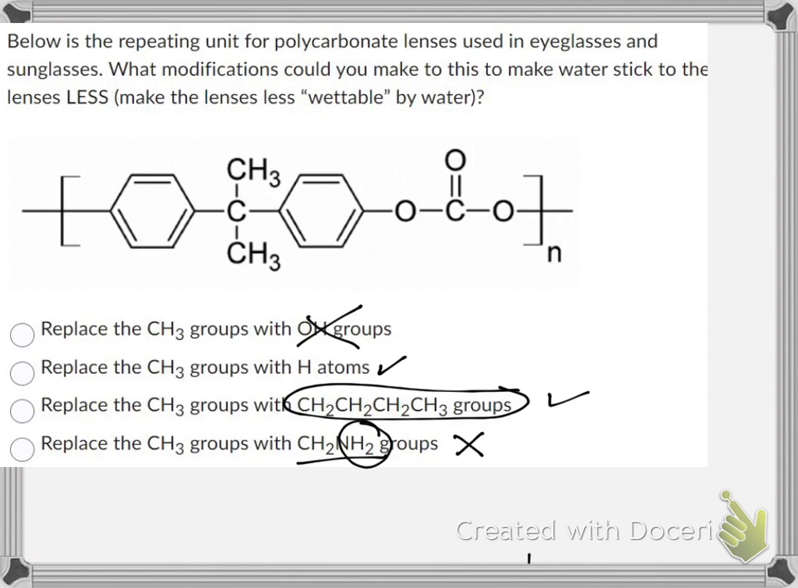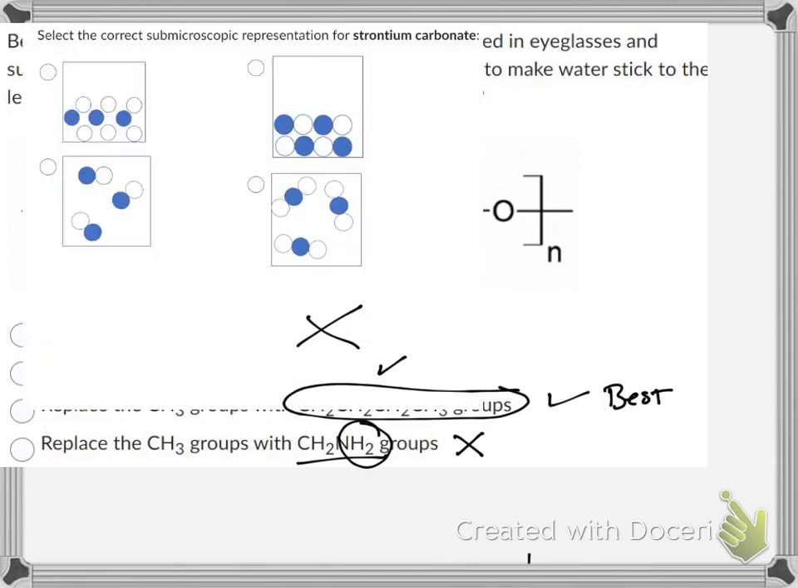So two possible answers here. We could put H atoms there, or we could put carbon hydrogen there. This is probably the best choice because by adding more carbon atoms there, we would expect there to be less interaction with water, since they are nonpolar interactions.